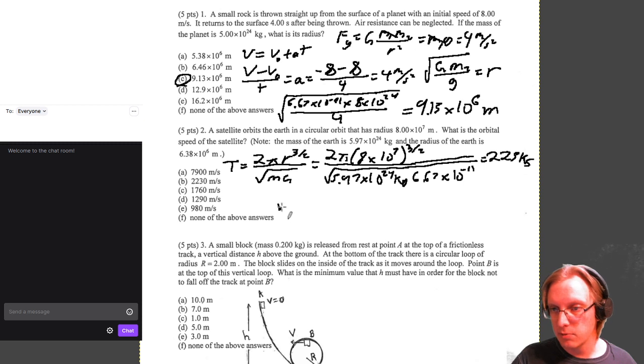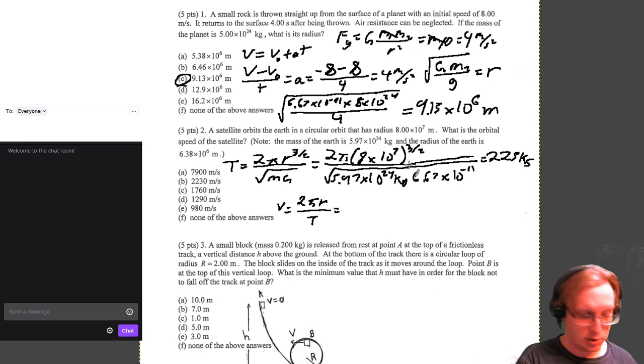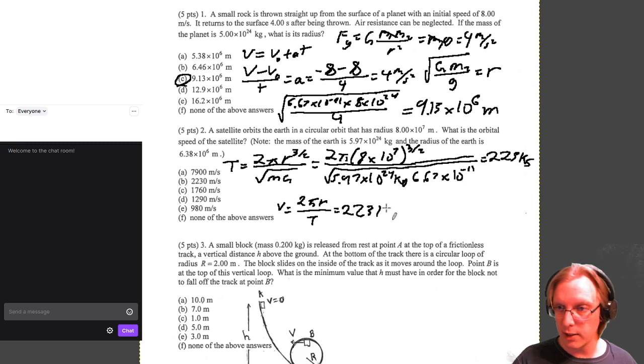Now we need velocity. That is 2 pi r divided by time. So punch in the 2 pi 8e7 divided by the answer. And that comes out to be 2,231 meters per second. There we are. Very good. 2230 meters per second. That is exactly what I'm looking for. Very good.